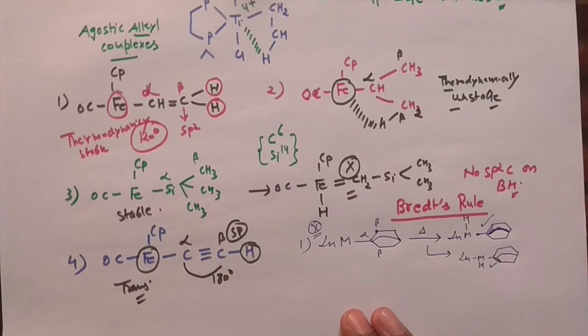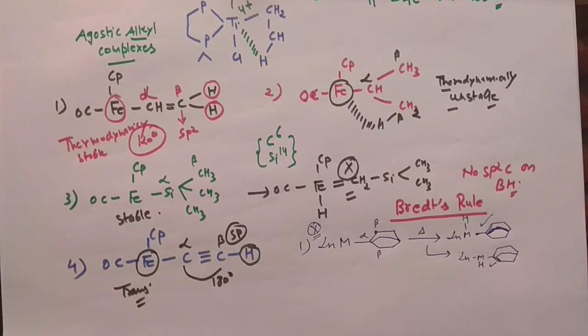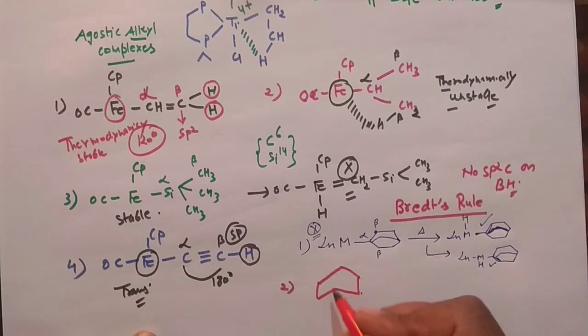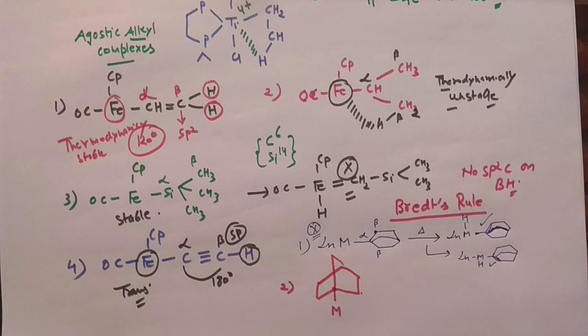And this is not the only example. You can take various examples, right? Say example number 2, I am having this complex, norbornene metal complexes. I am putting the metal here. So you can see here this is the metal, this is the directly connected carbon.